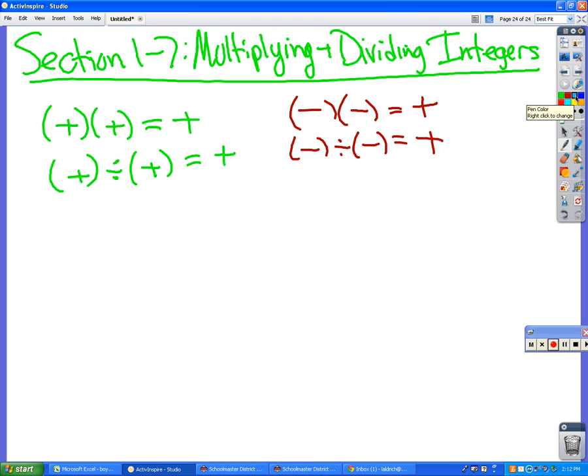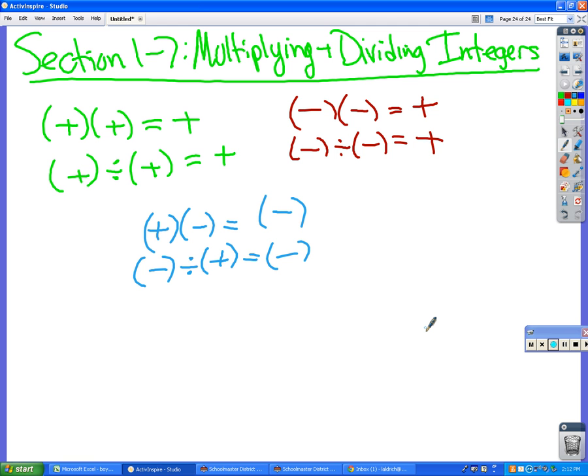All right, and then the last situation is if you have a positive times a negative, or if you have a negative divided by a positive, and it really doesn't matter which one comes first. Emily? Yes, you can. Negative. And you get a negative. Okay? For both? For both. Yep. So if they're the same, whether they're both positive or both negative, your answer is going to be positive. If they're different, doesn't matter which one comes first, then the answer is going to turn out to be negative.